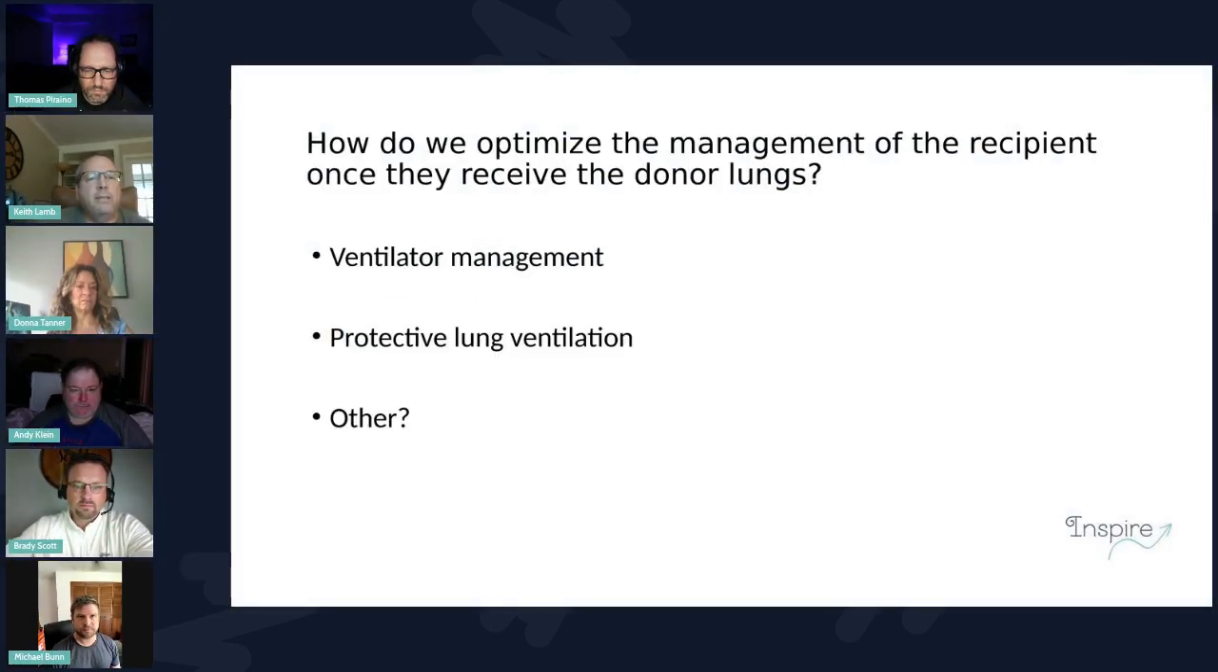Can we go to that next slide? Okay, how can we optimize the management of the recipient once they receive the donor lungs? I'm going to go ahead and go to the next slide.